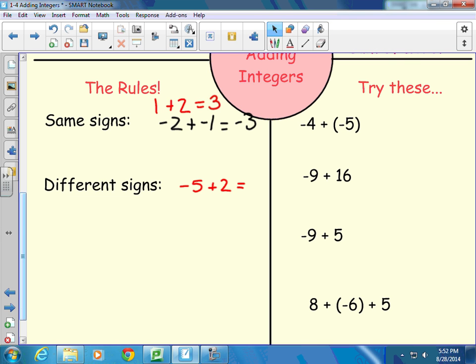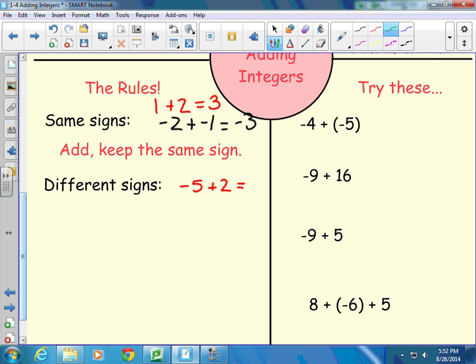This is definitely something you want in your notes. So the rules for adding integers, if the signs of each number are the same, you're just going to add them and keep that sign. I know that 1 plus 2 is 3. Okay, and they're both positive, so it's +3. I know that 2 plus 1 is 3, but since they're both negative, my answer is negative.